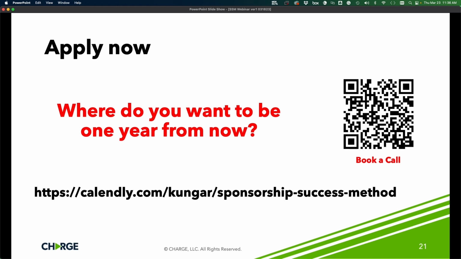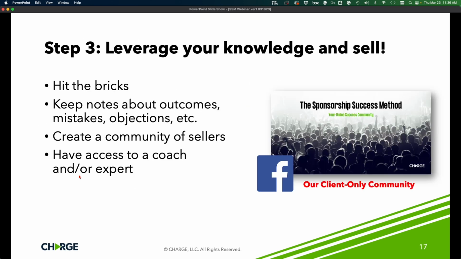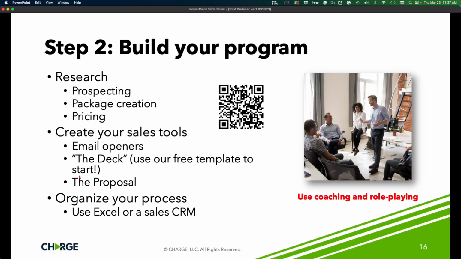Let's see. Emily asks, can we show the deck template QR code? So I'm going to move back to that page. So Emily, if you use that QR code, you can go directly to the page to get the deck template.